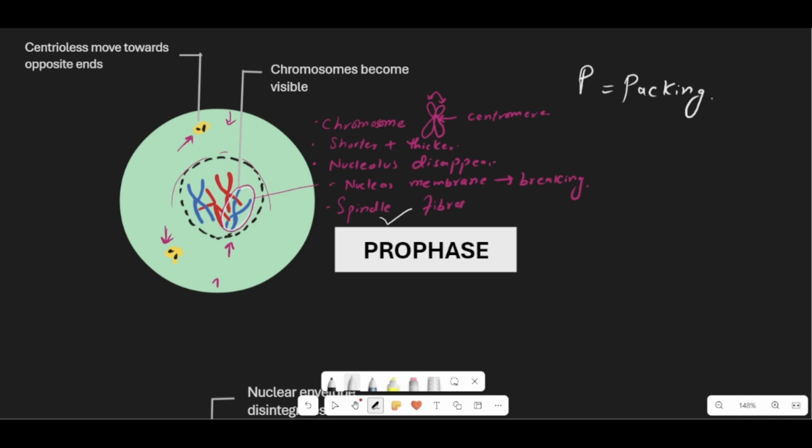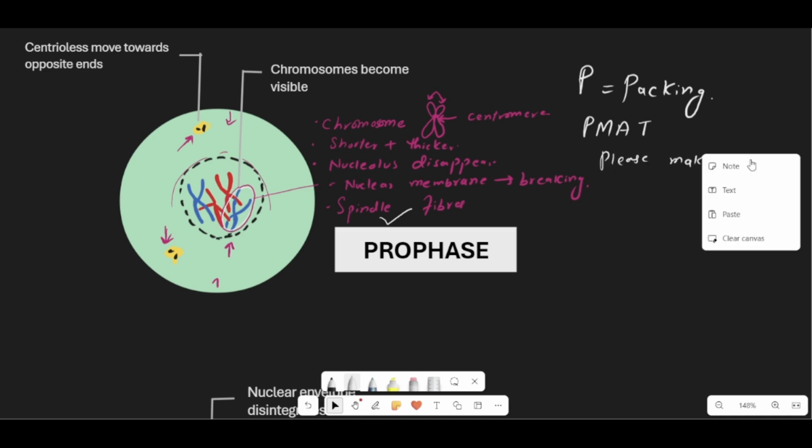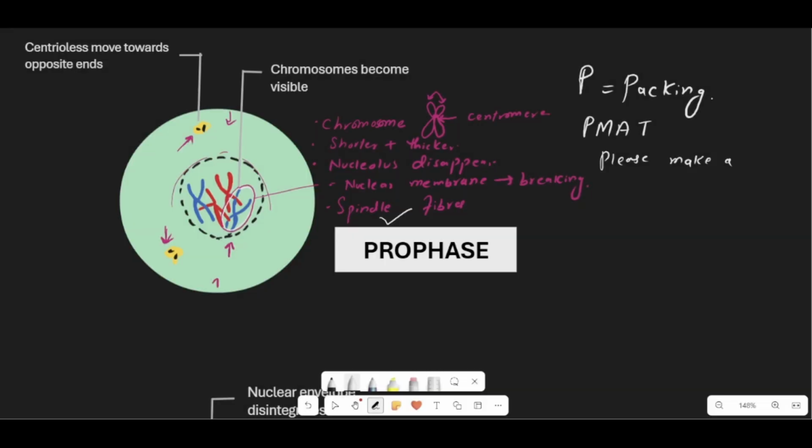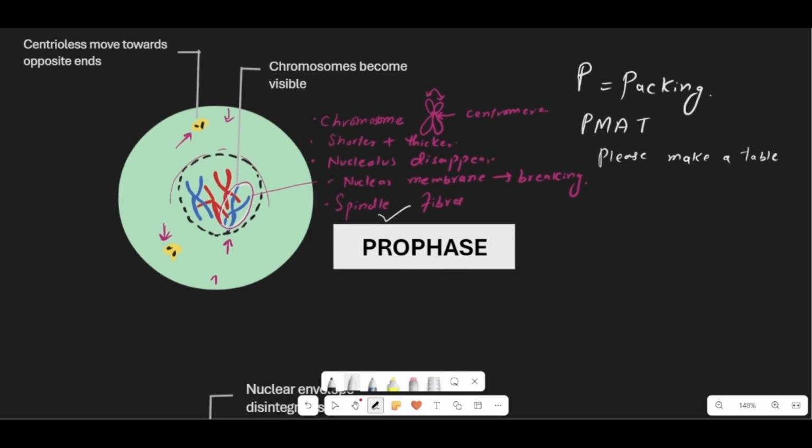You can remember it as PMAT, that is, prepare, please make a table. What does that mean? When you say please make a table, it means please arrange everything before we can eat. Here the cell is actually arranging and packing everything before the actual division process starts.